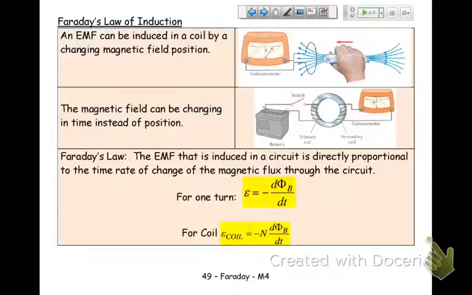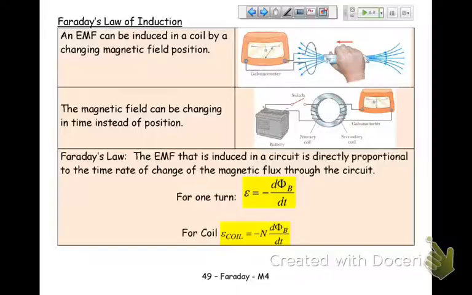If I change the polarity of the magnet, I get the deflection in the opposite direction. So if it went to the right with the North Pole approaching, it will go to the left with the South Pole approaching. So it knows which pole I'm moving and in which direction it matters. But the key thing is it's got to be moving.